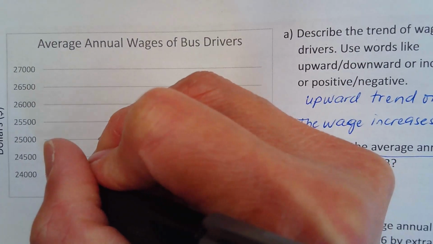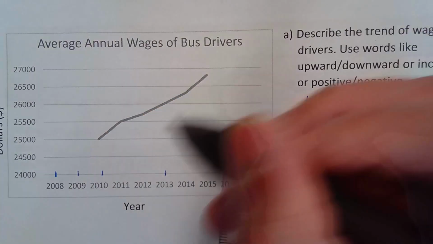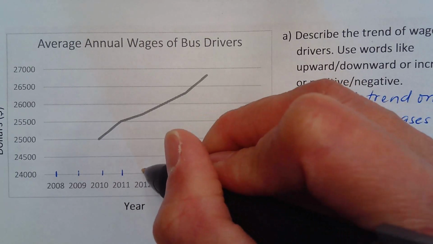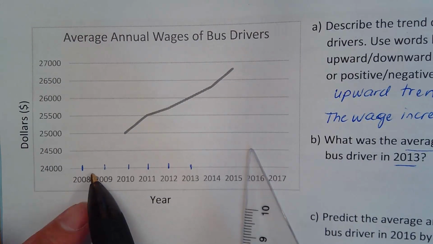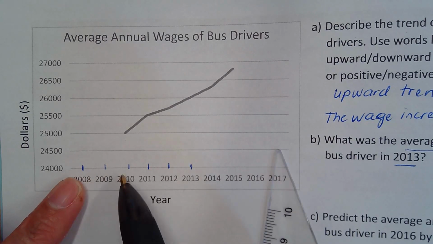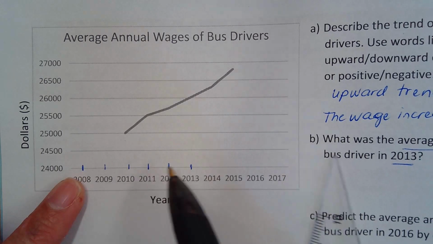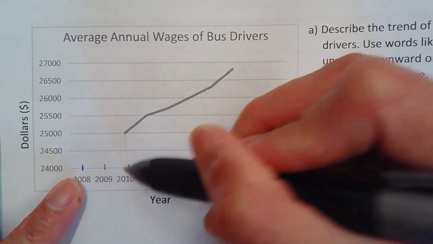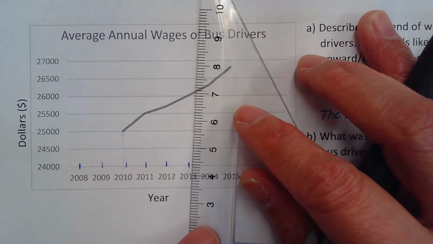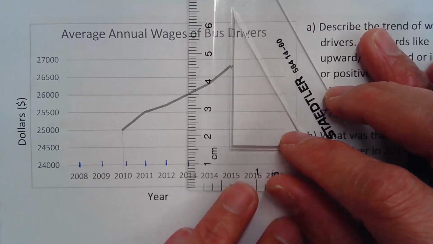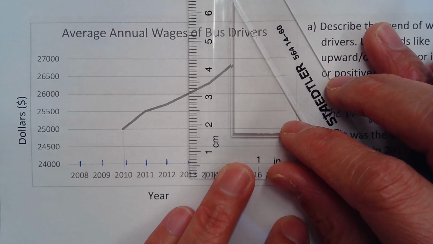So 2008, 2009, 2010, 11, 12, 13. Can you see that there's an equal spacing between the number of years? Okay, equal spacing between the number of years. So 2013, where's 2013? It's right there. So we're gonna make sure that we draw a line straight up.